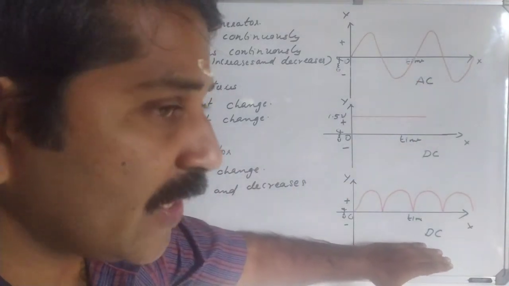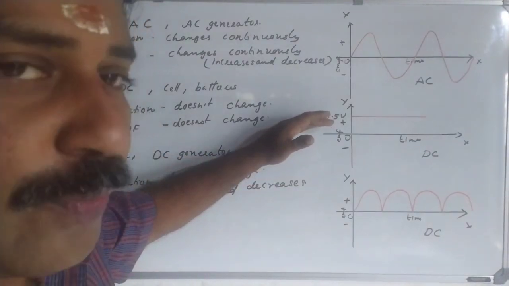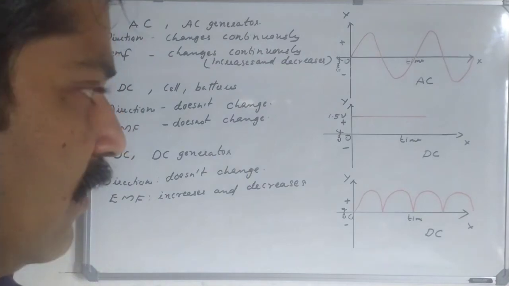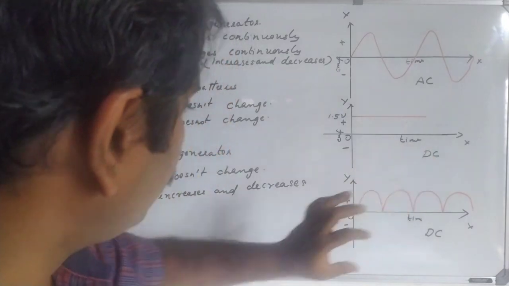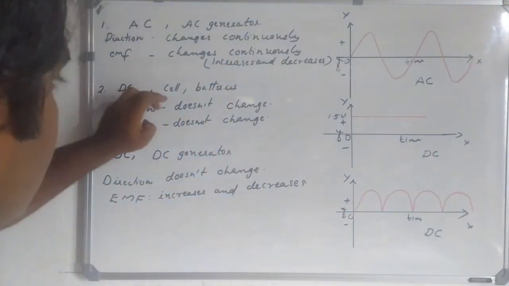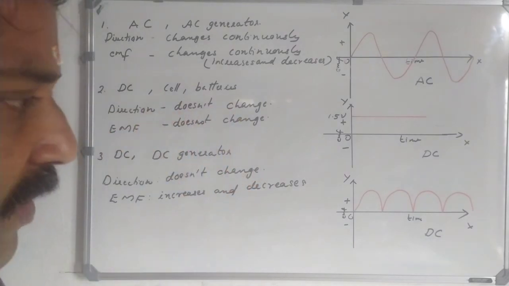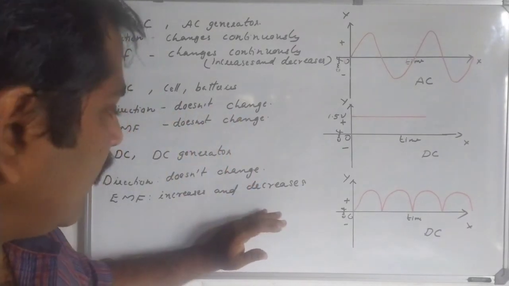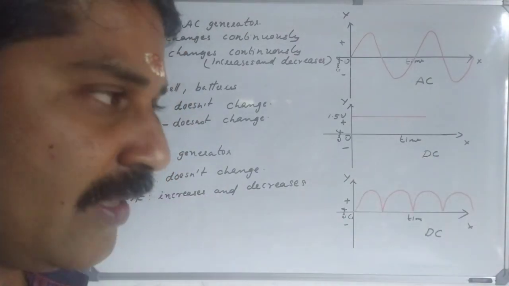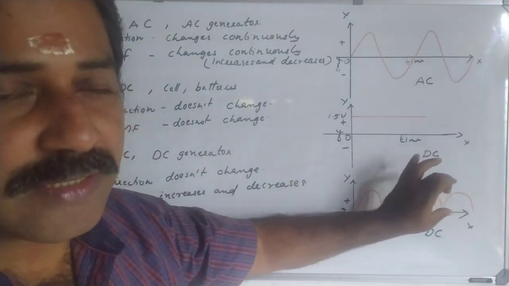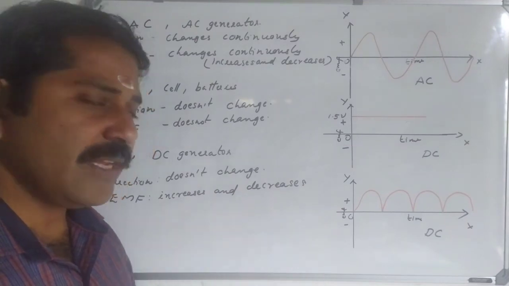The third one is also a DC source, but the DC is produced by a DC generator, so it is somewhat different from the DC obtained from a cell. Then what is the difference? Here also the current is flowing in the positive half. So as in the earlier case, the direction doesn't change. But what about EMF? EMF is increasing and decreasing, increasing and decreasing. Or we say a fluctuating DC is produced in a DC generator.